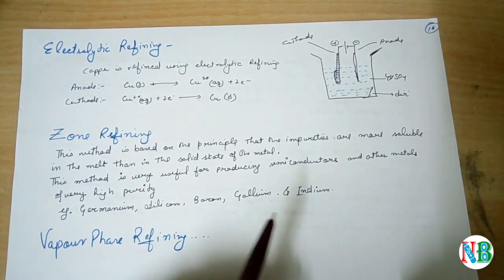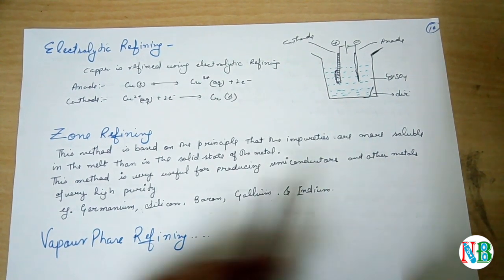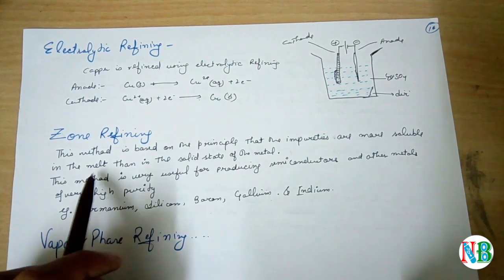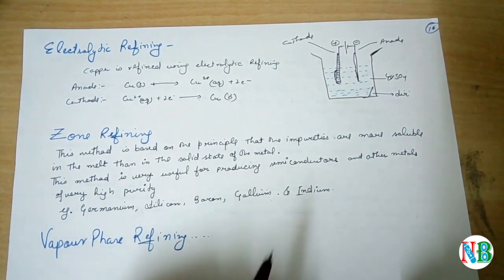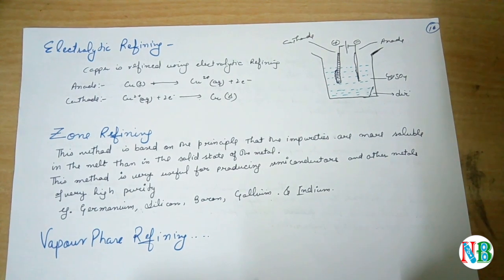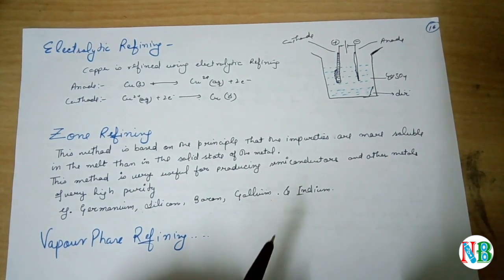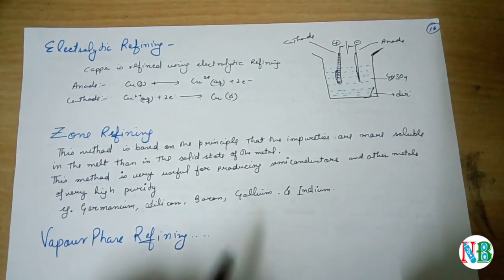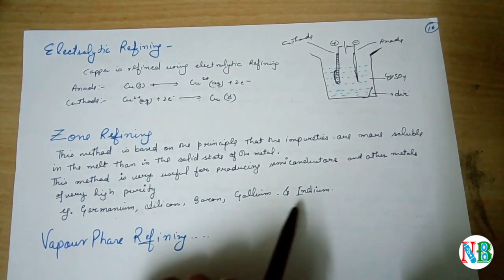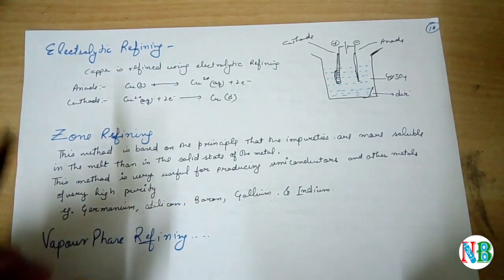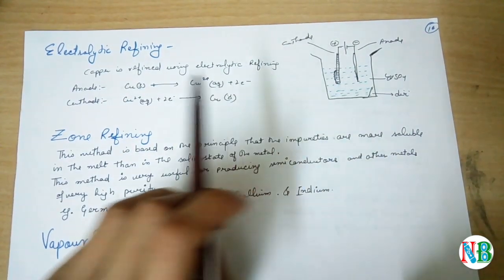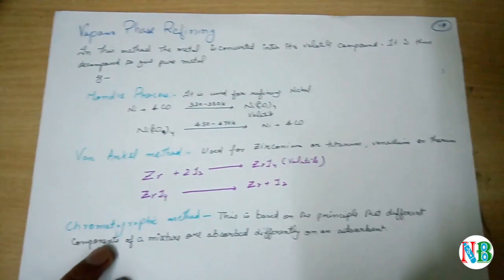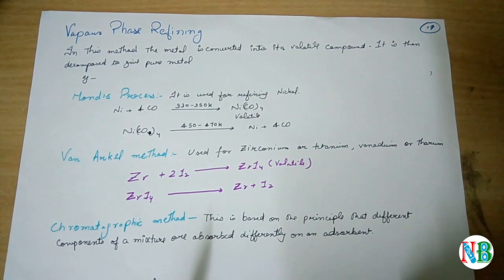This method is based on the principle that impurities are more soluble in the molten metal than in the solid state of the metal. Now, zone refining is very expensive and it is only used for semiconductor metals which are required in the IT industry, such as germanium, silicon, boron, gallium and indium. In this, we keep on passing a heater over the metal which melts the impurities out of it. The last process in refining is vapor phase refining.